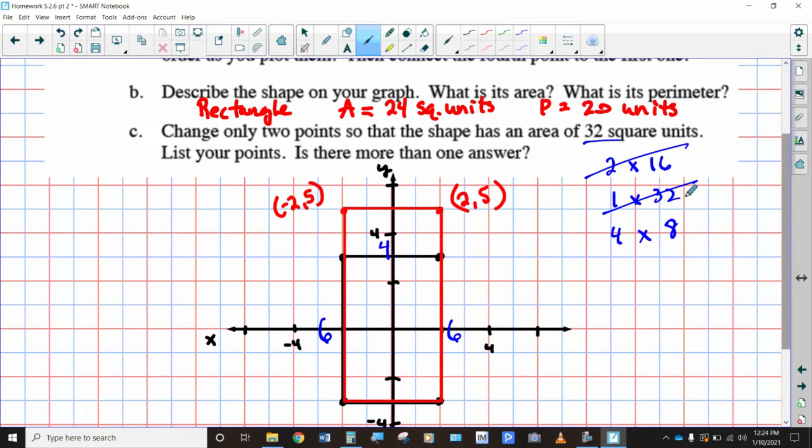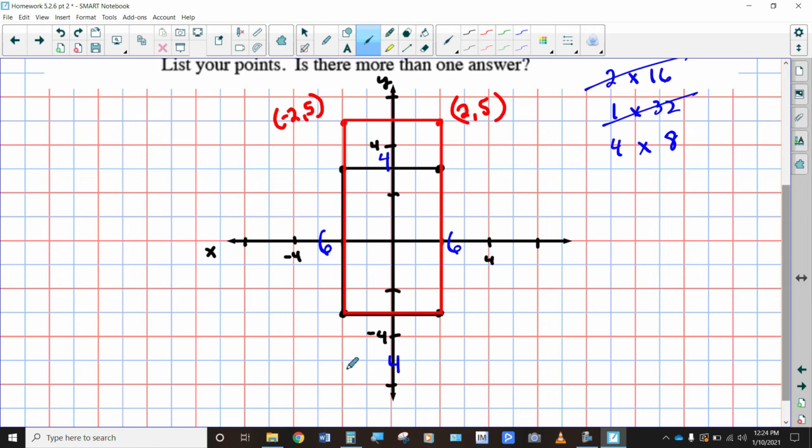We could have gone in this direction, or technically you could have gone in this direction and plotted those guys down there.